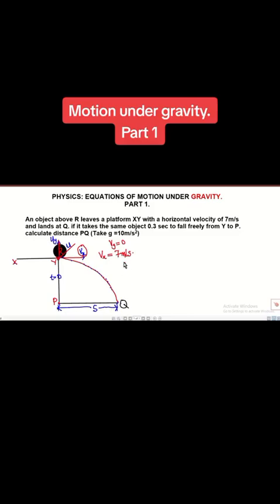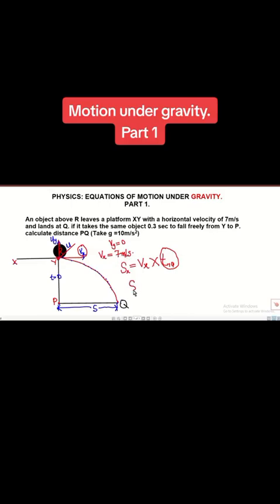So I'm going to use S sub x, which is called the horizontal distance, is equal to the horizontal velocity, which is V sub x, multiplied by the time it takes to go from the top, Y, to the point it hits the ground, Q. So I'm going to call it YQ. So the time it takes to go from Y to Q is given as 0.3 seconds, while the velocity it is using to move in the horizontal direction is 7 meters per second.